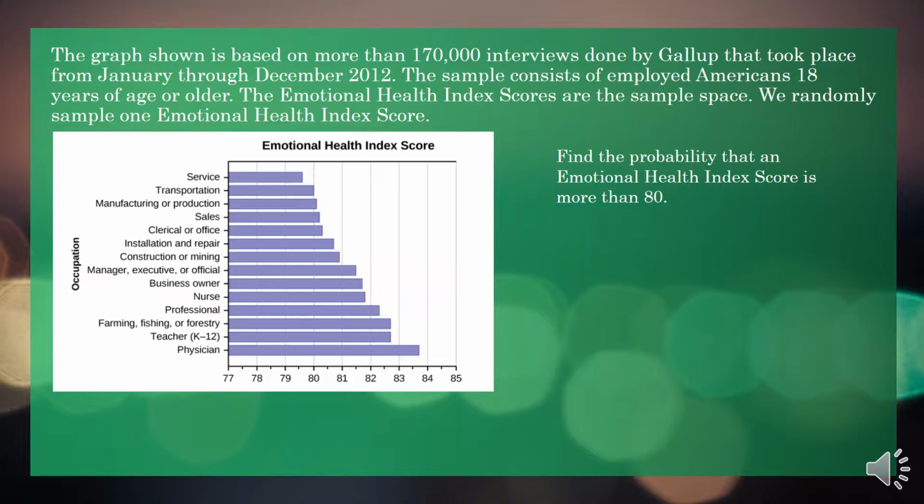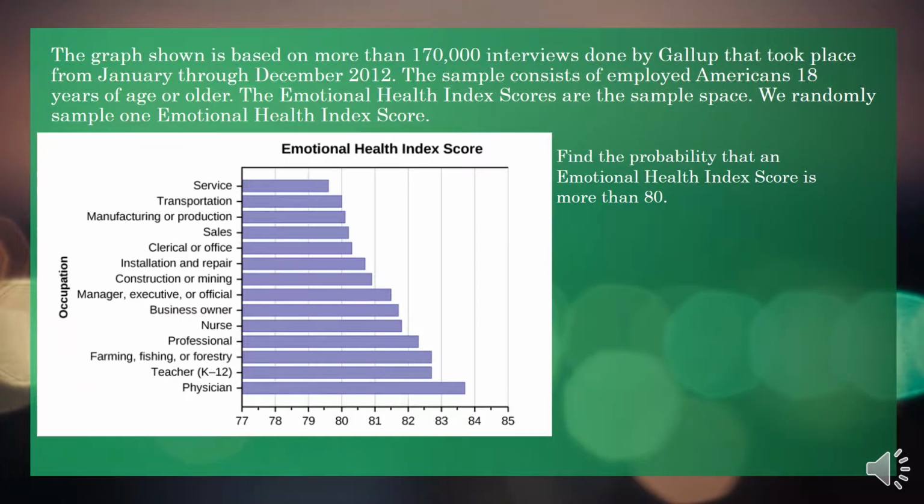Here they're asking us to find the probability that an emotional health index score is more than 80. So we need to count up the number of bars that have a score of greater than 80. I'm going to start by putting a line on the spot where 80 is, and that'll help us identify the bars that are greater than 80. Now you can see that from manufacturing or production, which is the third one down, all of those are greater than 80.